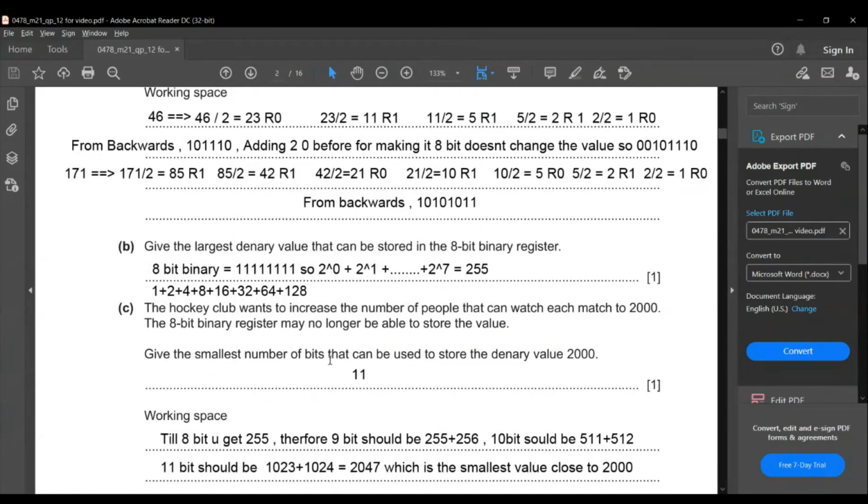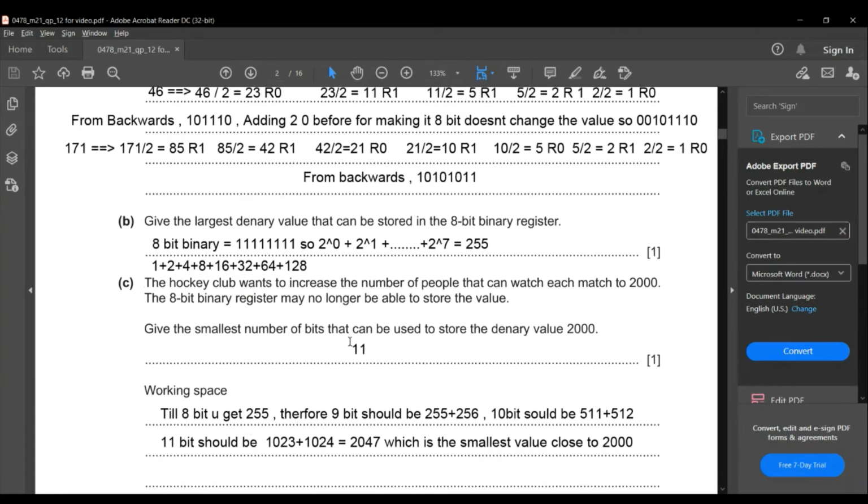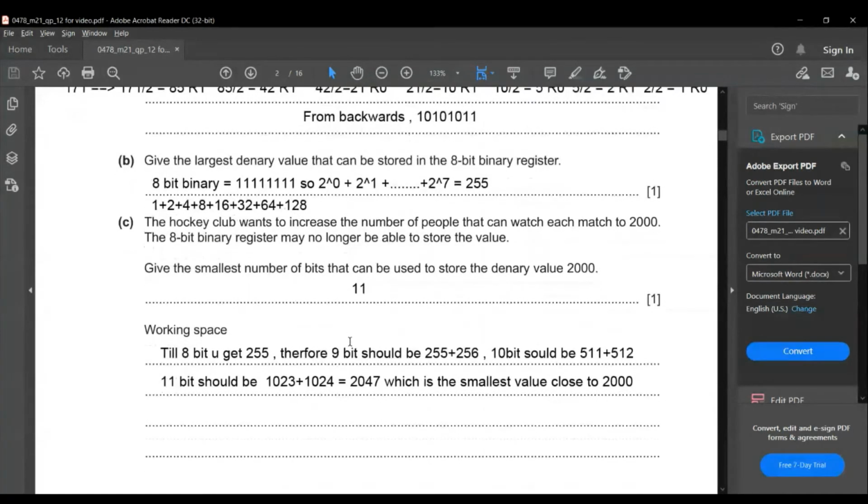The next subdivision is: the hockey club wants to increase the number of people that can watch each match to 2000. The 8-bit binary register may no longer be available to store the value. Give the smallest number of bits that can be used to store the value 2000. So they have given you working space. Till 8-bit you get 255 as we have found here.